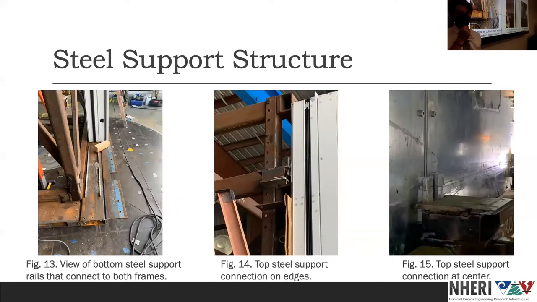Here's a close-up of the steel frame. You can see in the bottom, there's 2 rails on this left figure that show where the frames connect. In the center, you can see where the top corners connect to the triple glazing unit frame. And then the far right image is where it connects in the center of the top.